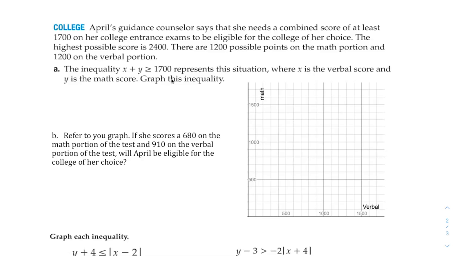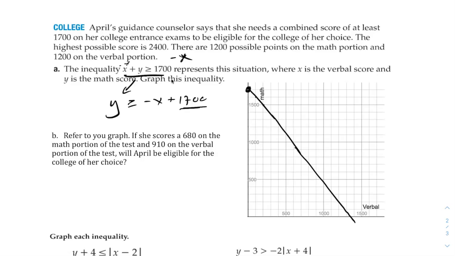So graph this how we did the rest, right? Get y by itself, so subtract x from both sides. I get y is greater than or equal to -x plus 1,700. Like that. Our y-intercept is at 1,700, so right there. Our slope is down 1 over 1, so something to this effect. It's greater than or equal to, so solid. Then it's an inequality, so you have to shade. It's greater than, so I'm going to shade below, so above, sorry. I can do better than that. Anything over here is fine.